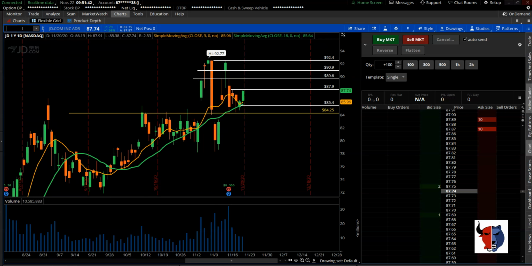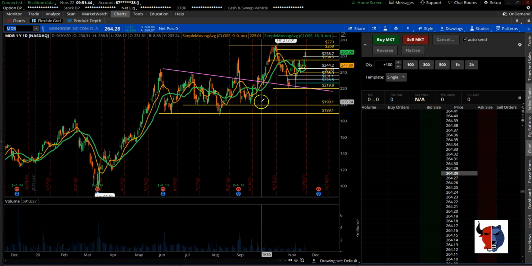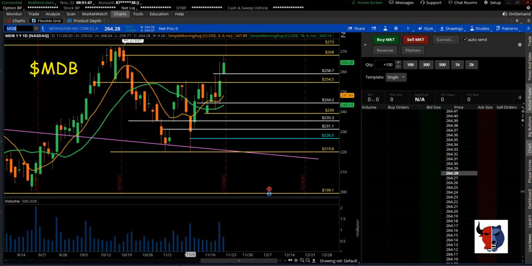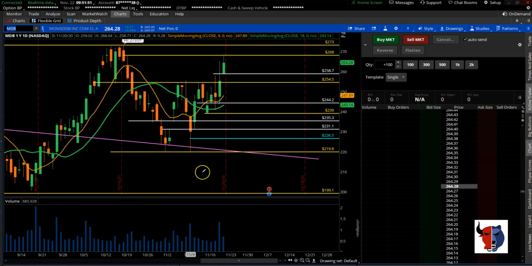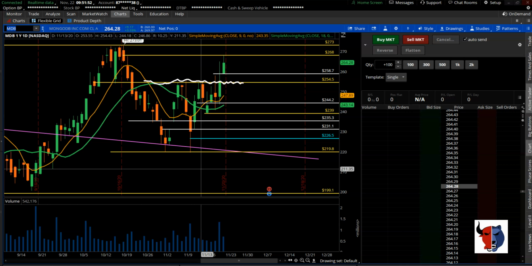Okay. Another one is MDB. I was hoping to play this one myself, but I missed the entry at the break of this 254 level. I had my eyes on it for the longest time, but I never put a price alert on it, and it just ran away from me. But good price action, right? A good close above this resistance level here. So the next level to target is 273, which is the swing high from back in mid-October, right?